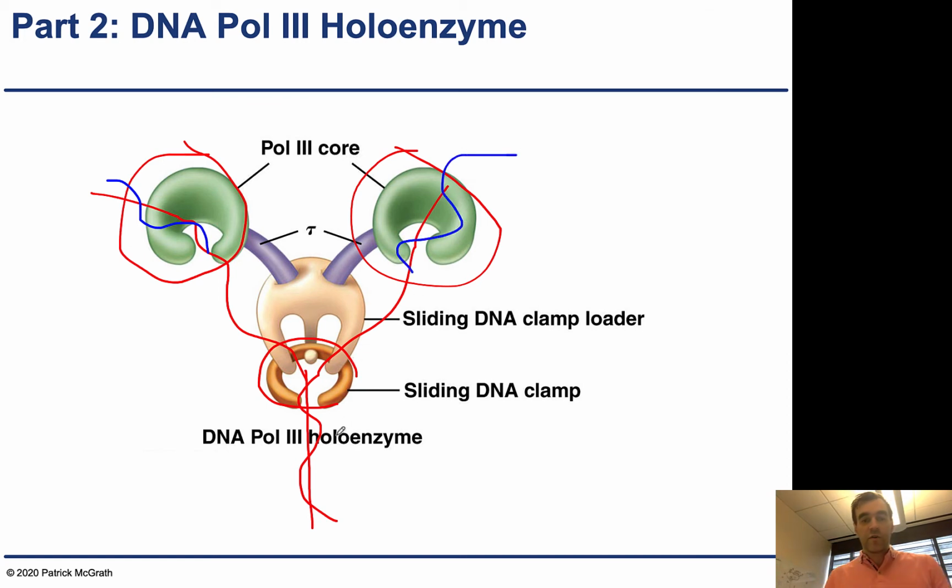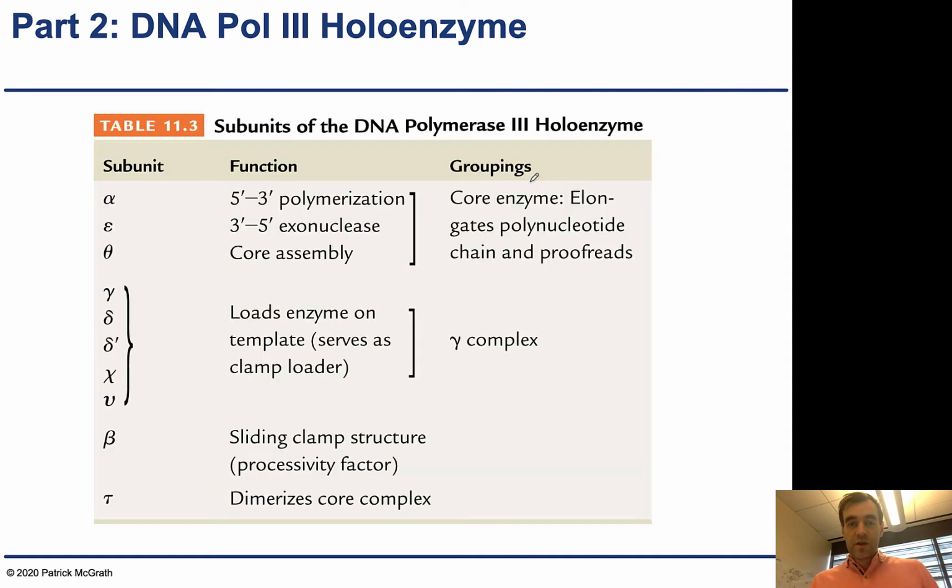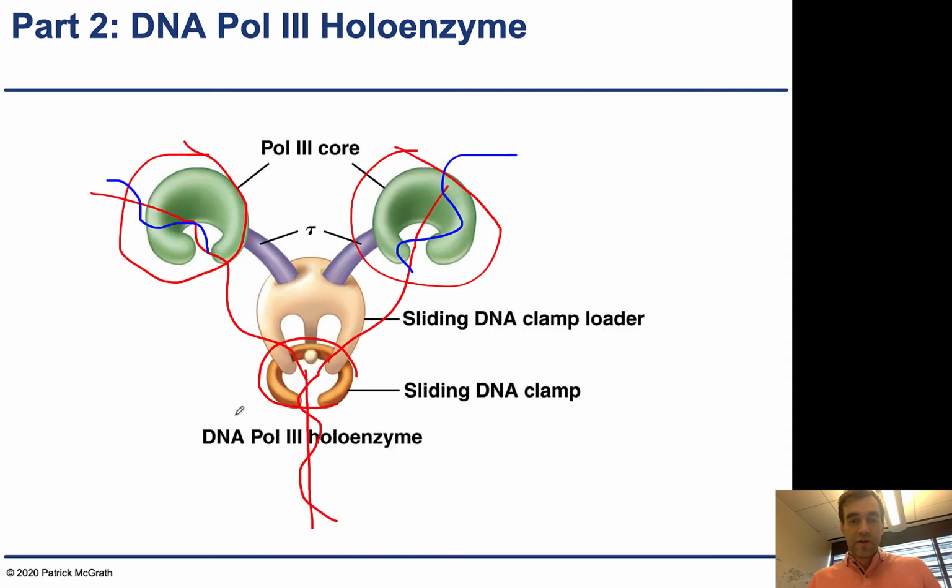And so now we go from one double strand to two double strands of DNA. That's what these alpha subunits do. They are necessary for the 5' to 3' polymerization. The tau, for example, is involved in creating the arms between them.